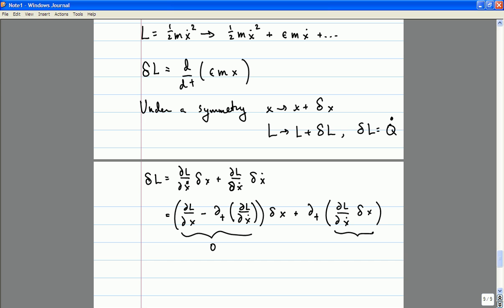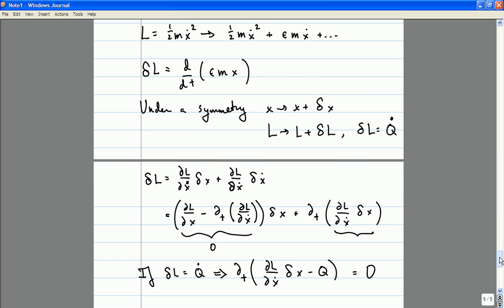And more generally, if the Lagrangian is not unchanged, but changes by a total derivative, then that implies that dL/dẋ times δx minus Q is a constant of motion. Are you guys familiar with this? You've seen this. So hopefully you've seen this in your classical mechanics courses. This is the derivation of Noether's theorem from the Lagrangian point of view.